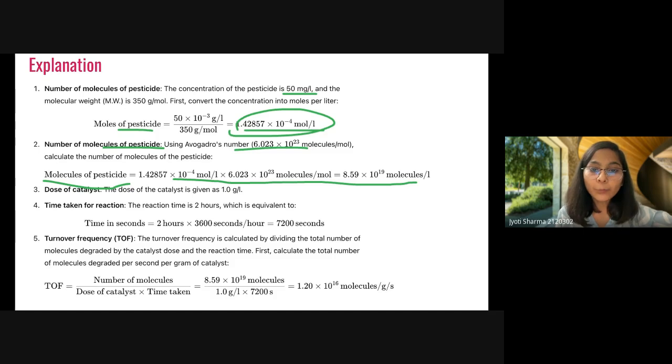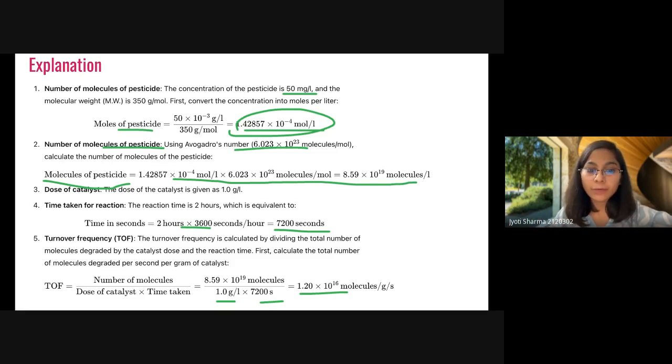Then we need the time in seconds, so we will multiply it by 3600, and that will give you the time in seconds. And then the job is almost complete, because we have the number of molecules of your reactant, then the dose, and we multiply by the time taken, and this will give you how many molecules of the reactant we can degrade, we can decompose, per gram of your catalyst per second.